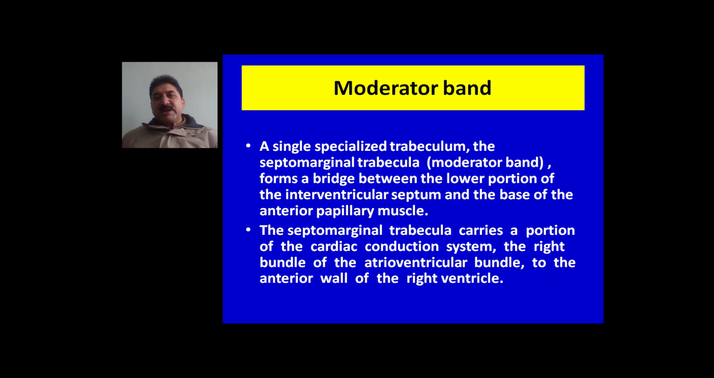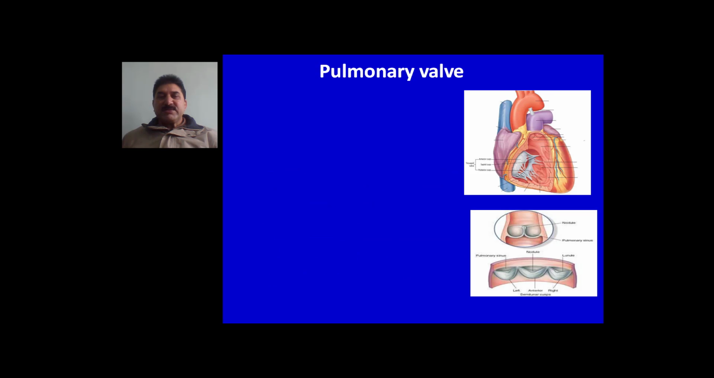Moderator band, as already described: a single specialized trabecula, the septomarginal trabecula, is also called the moderator band. It forms a bridge between the lower portion of the interventricular septum and the base of the anterior papillary muscle. The septomarginal trabecula carries a portion of the conducting system, the right bundle of the atrioventricular bundle, to the anterior wall of the right ventricle.